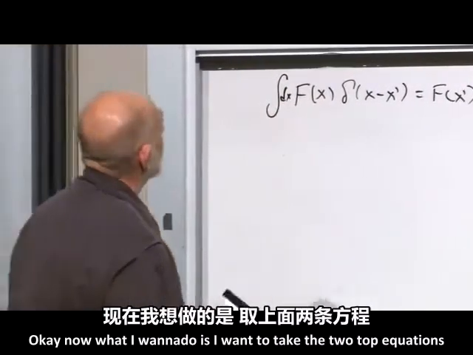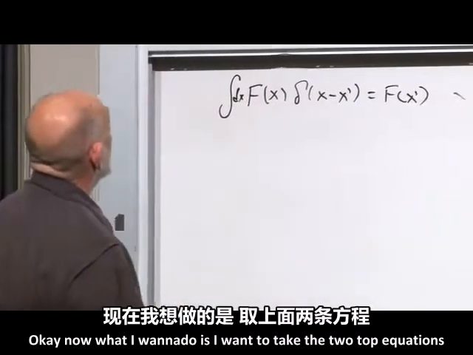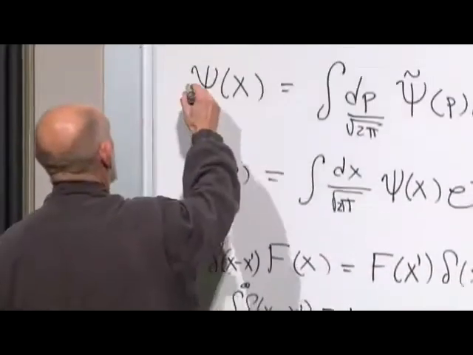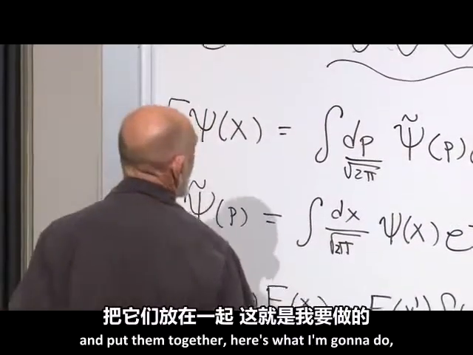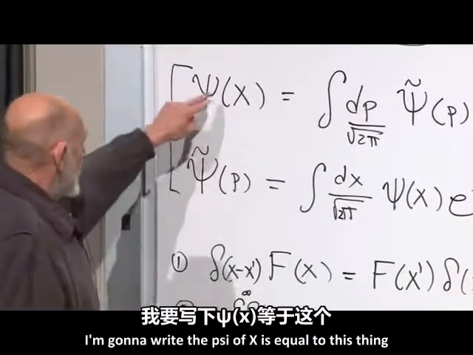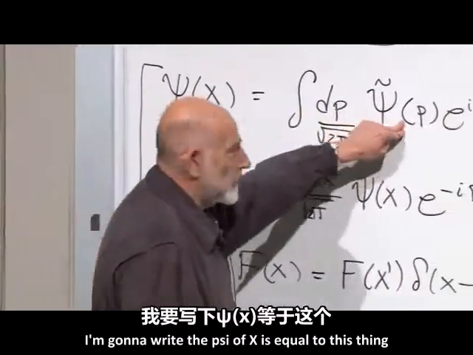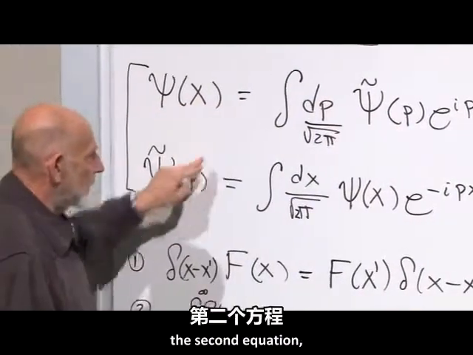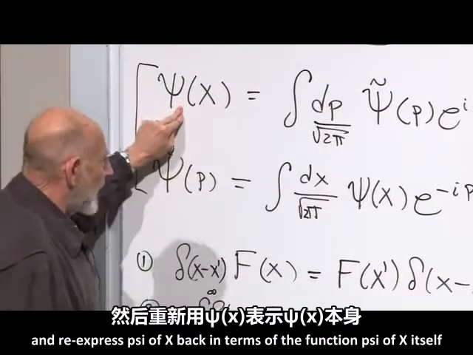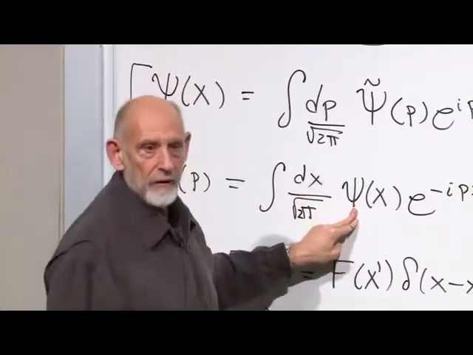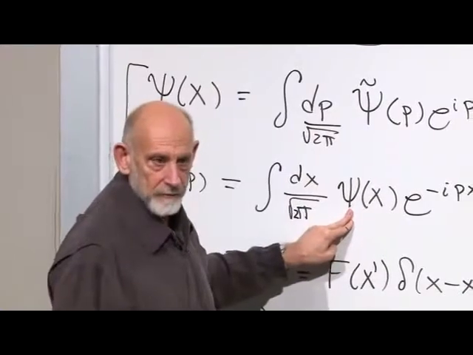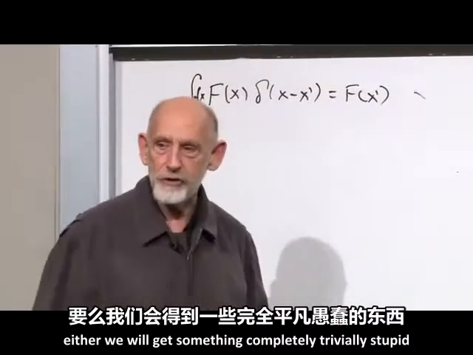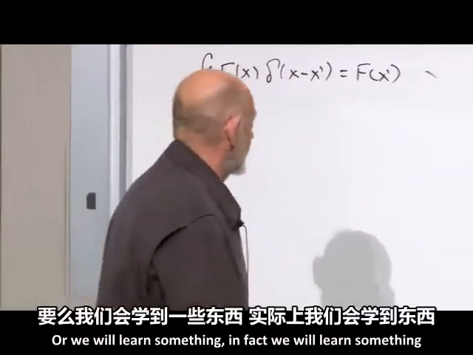Okay, now what I want to do is take the two top equations and put them together. I'm going to write that psi of x is equal to this thing, but then I'm going to plug in for this thing the second equation and re-express psi of x back in terms of the function psi of x itself. And let's see what we get. Either we'll get something completely trivially stupid, or we will learn something, and the fact is we will learn something.